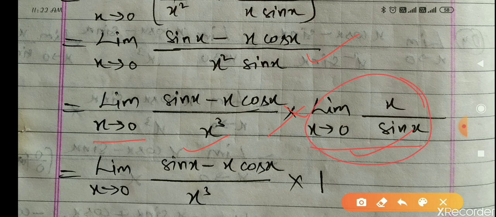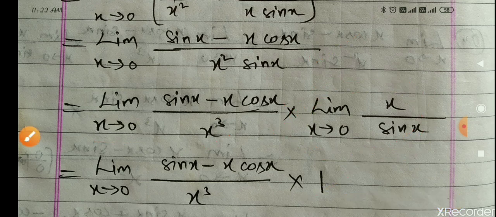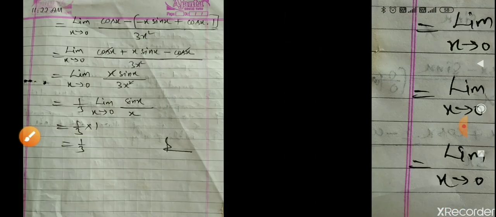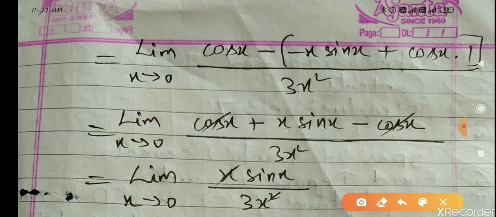Its value is 1, you can see. Now you are getting limit x tends to 0, sin x minus x cos x upon x cubed. Now you make direct substitution, you are getting 0 upon 0 form. So like this, students, we have converted the given infinity minus infinity form into 0 upon 0 form. So you will also convert in the remaining questions like this. Now you apply L'Hospital's rule. Denominator and numerator you differentiate separately.